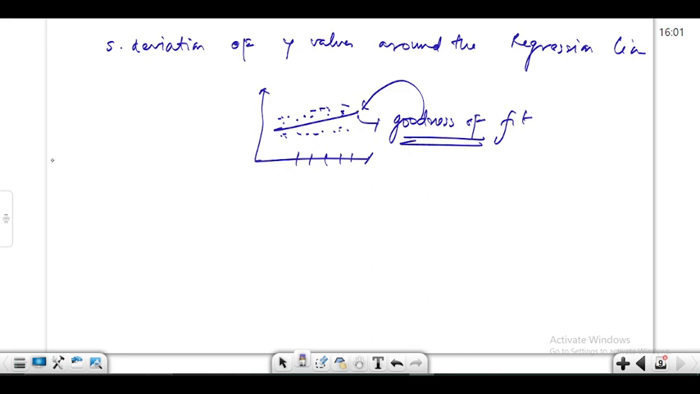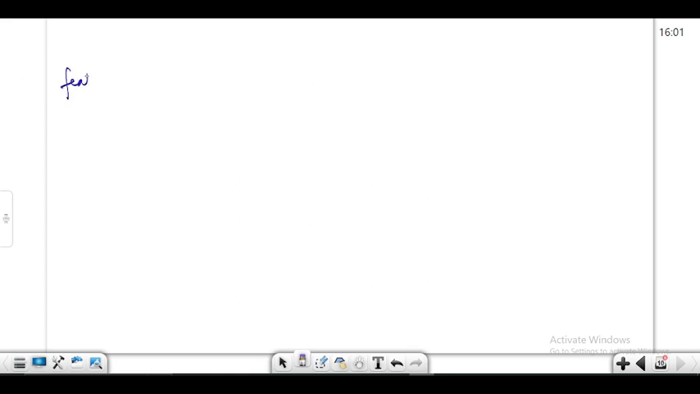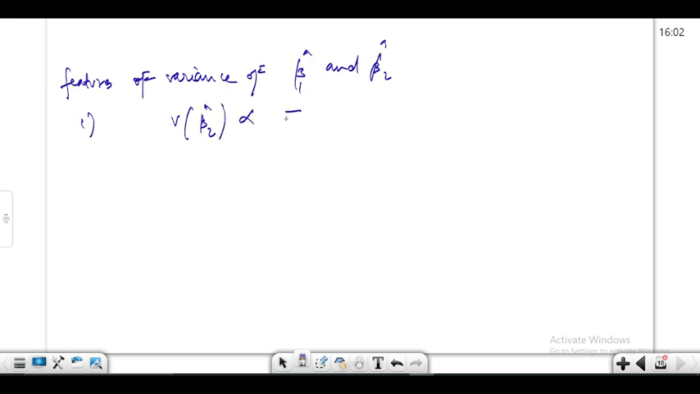Now, a few features of the variance of beta 1 hat and beta 2 hat. The first one is that the variance of beta 2 hat is directly proportional to sigma square but inversely proportional to summation xi square. We can see this from the formula itself, so it is very evident.